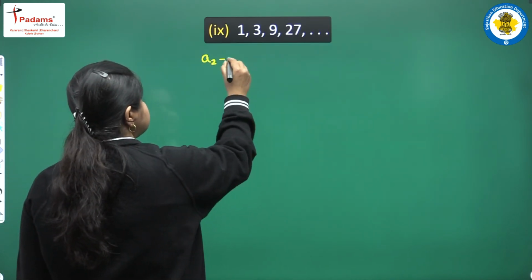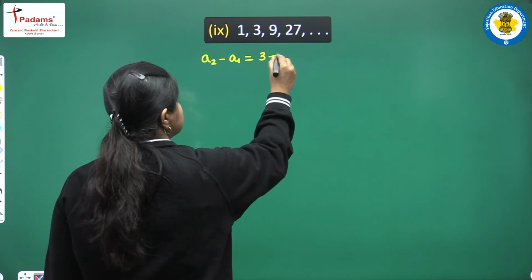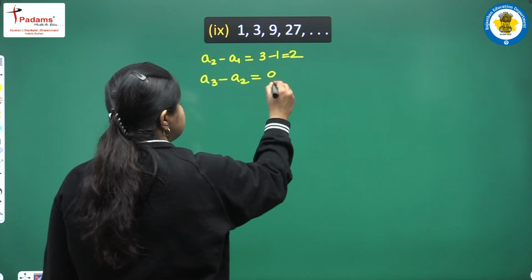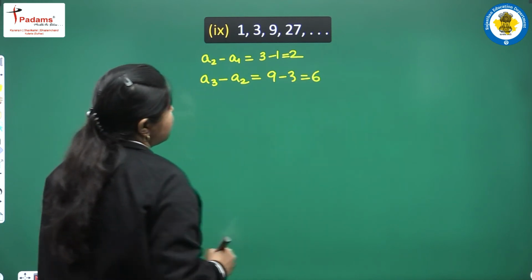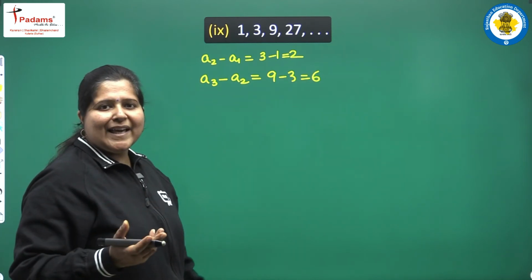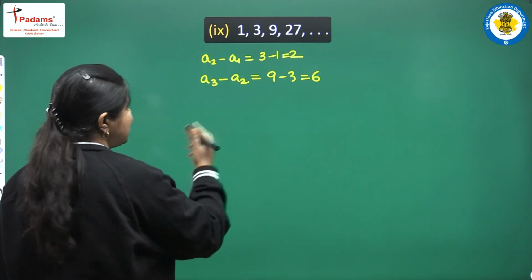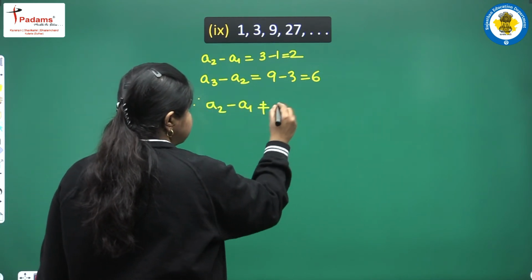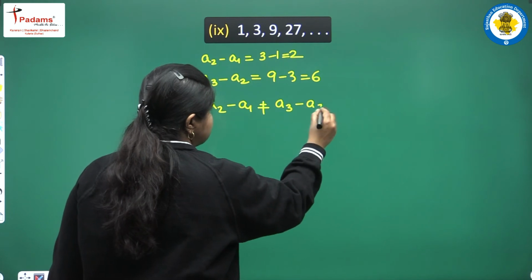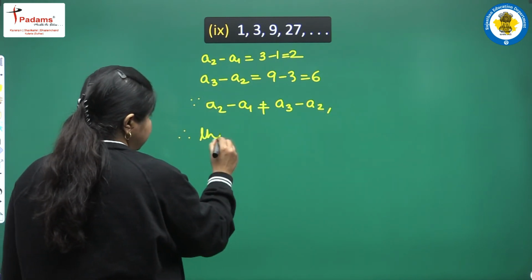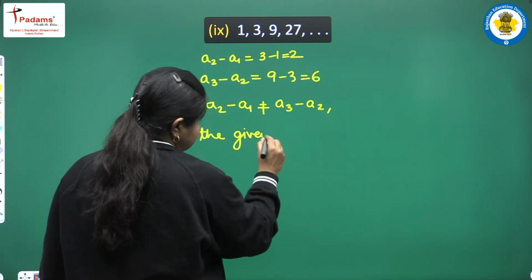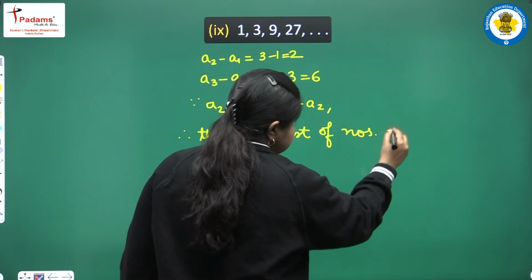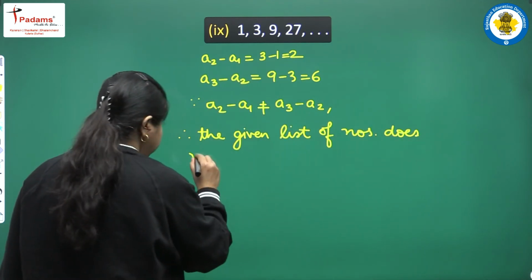Again, A2 minus A1, it is 3 minus 1 equal to 2. Then A3 minus A2, it is 9 minus 3, it is equal to 6. तो यहाँ तो डिफरेंस सेम नहीं है, तो ये एक AP फॉर्म नहीं कर रही है लिस्ट ऑफ नंबर्स. We can write, since A2 minus A1 is not equal to A3 minus A2, therefore the given list of numbers does not form an AP.